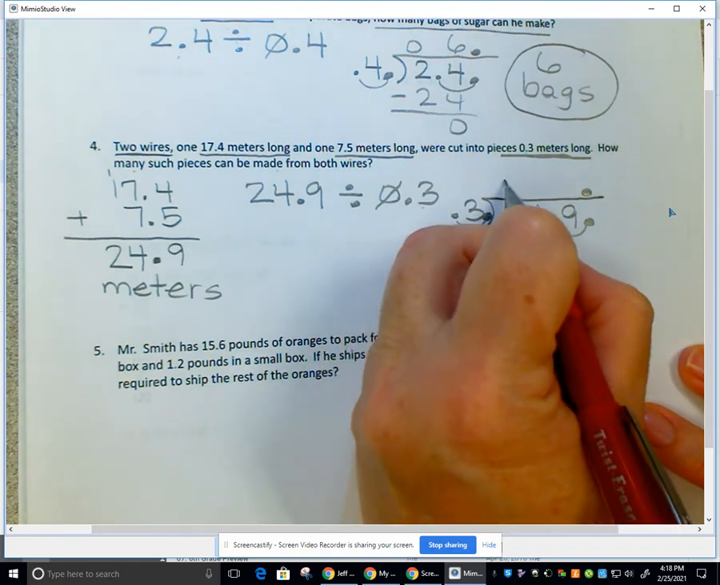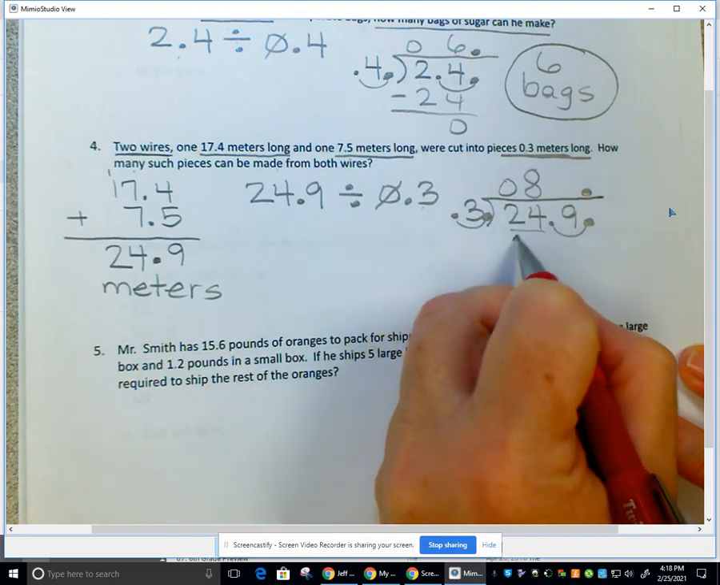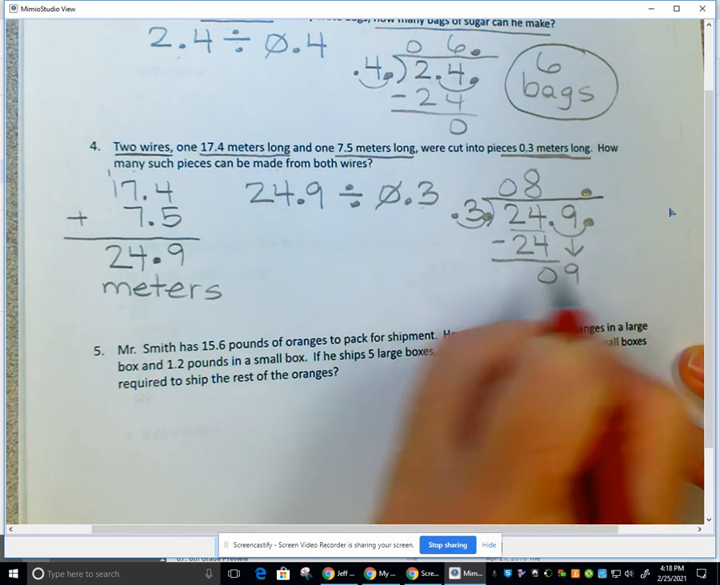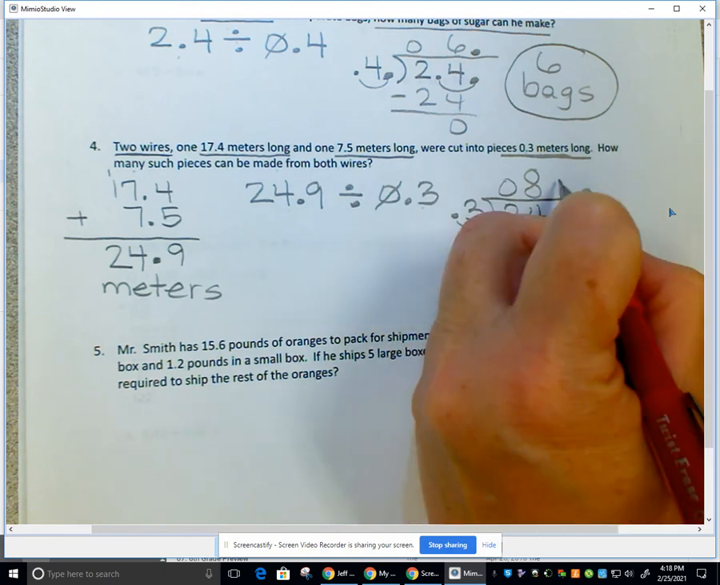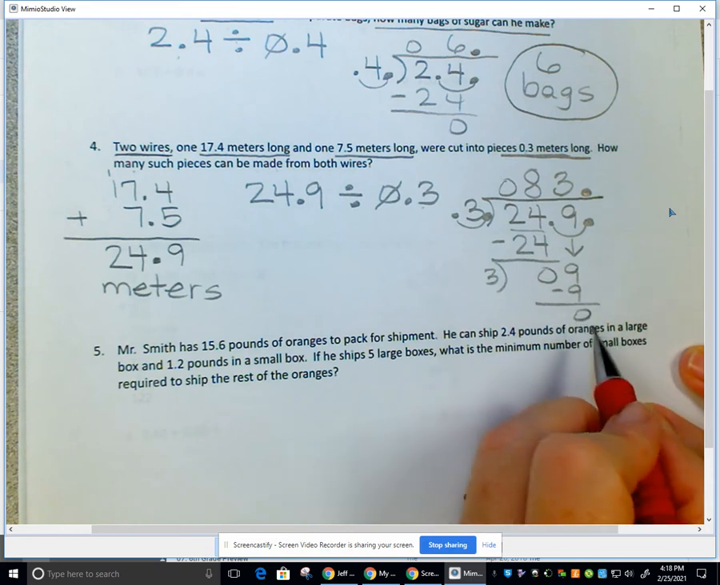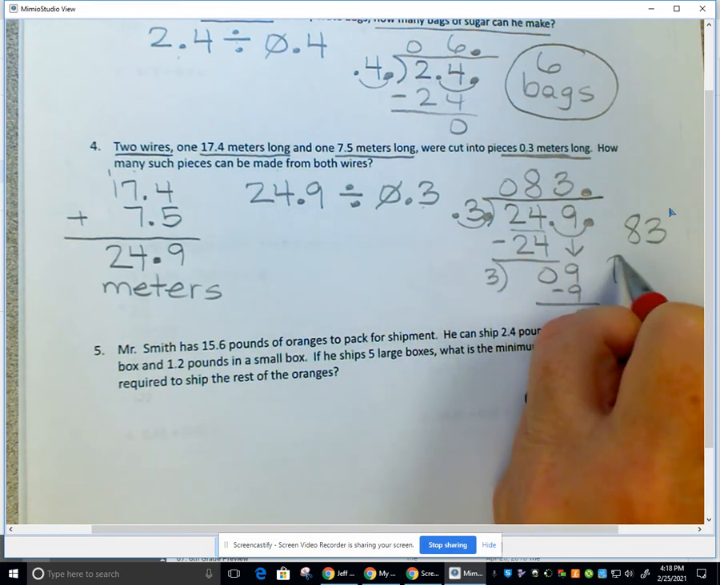3 will go into 2, it won't happen. 3 will go into 24. 8 times 3 is 24. Subtract 0, bring down a 9. 3 will go into 9, 3 times. 3 times 3 is 9, subtract 0. How many pieces could I make? 83 pieces.